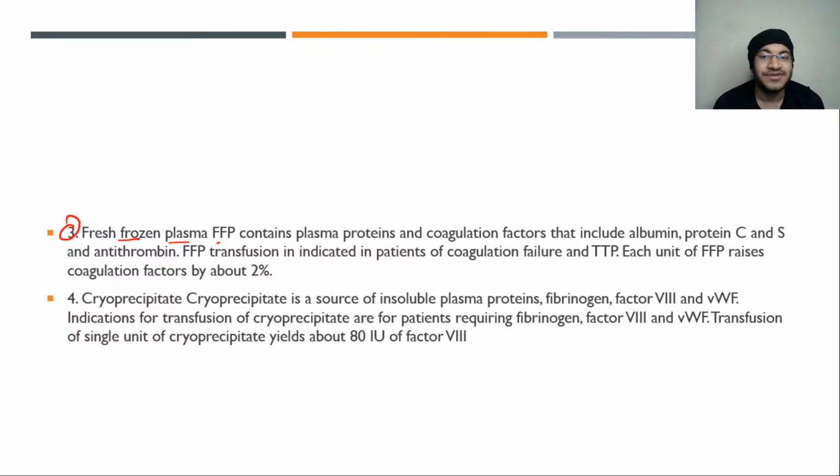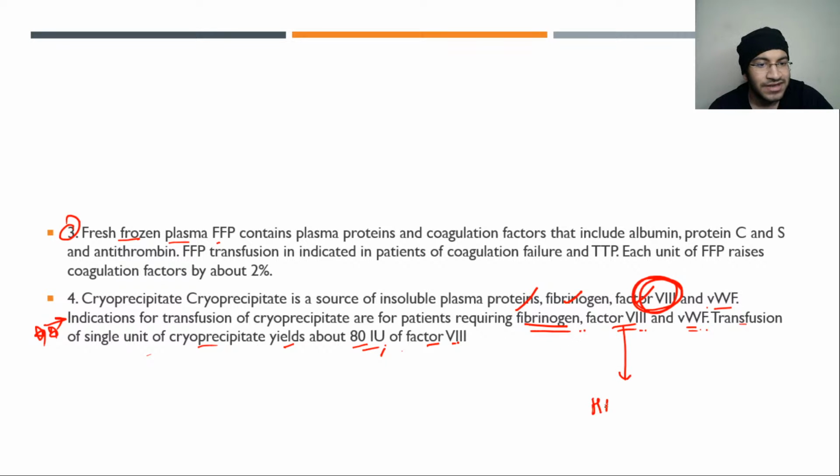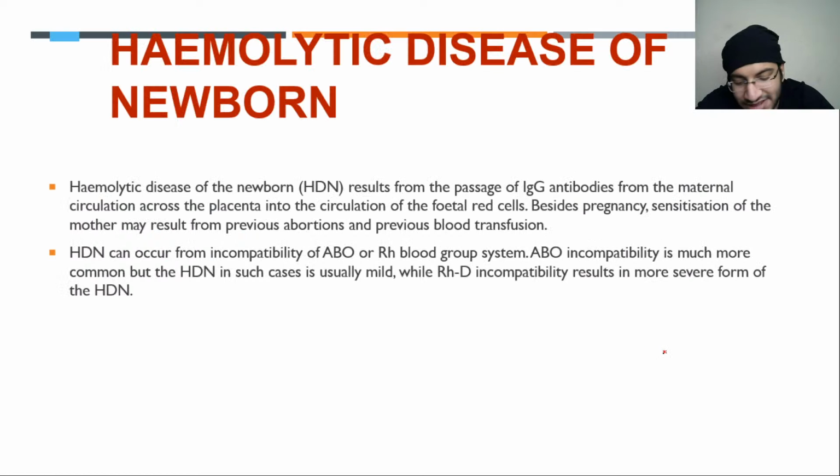Now comes cryoprecipitate. Cryoprecipitate is the source of insoluble plasma proteins, fibrinogen, factor 7, factor 8, von Willebrand factor, and indications for transfusion of cryoprecipitate are patients who require fibrinogen, factor 8, von Willebrand factor. Transfusion of a single unit of cryoprecipitate yields about 80 IU or international units of factor 8. So patients of hemophilia A or classical hemophilia or von Willebrand deficiency, we will be giving cryoprecipitate, right? Or we can give fresh frozen plasma as well.